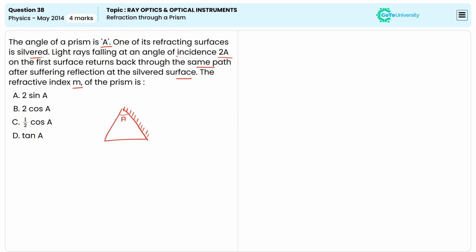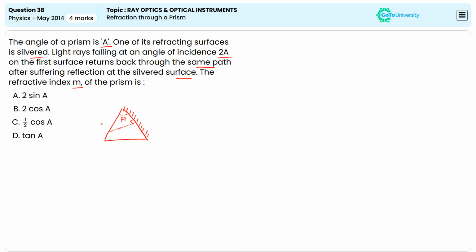The light rays falling at an angle of incidence 2A on the first surface return back to the same path after reflection at the silvered surface. That means the ray is perpendicular to the silvered surface. This angle is 90 degrees.